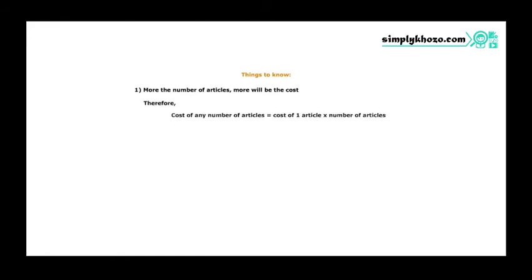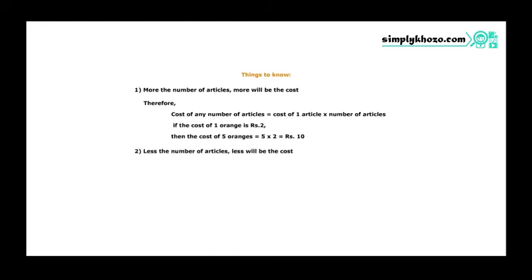Things to know: more is the number of articles, more will be the cost. Therefore, cost of any number of articles is equal to cost of one article into number of articles. So, if cost of 1 orange is rupees 2, then cost of 5 oranges is 5 into 2, that is equal to rupees 10.